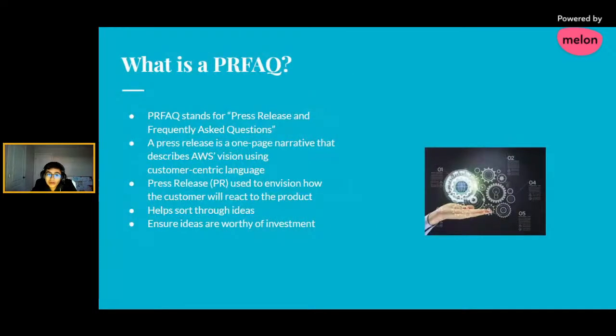Next, what is a PRFAQ? Well, a PRFAQ stands for Press Release and Frequently Asked Questions. What is a press release? A press release is a one-page narrative that describes AWS's vision using customer-centric or specific language. PR, or press release, is used to envision how the customer will eventually react to the product, and it helps sort through the ideas that are given during the innovation process. It also ensures that ideas are worthy of their investment.